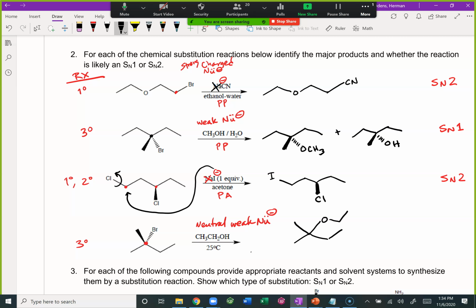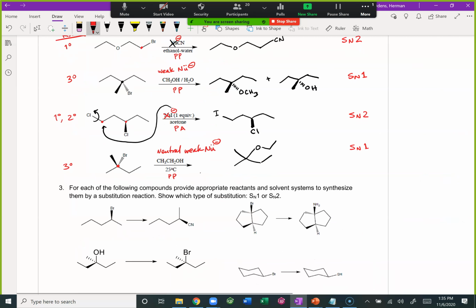This reaction is SN1 or SN2? SN1, very good. It's SN1 because of the weak nucleophile, which happens to be the solvent, and the solvent is polar protic. And it's solvolysis because it only uses solvent as the nuke. So two in one.